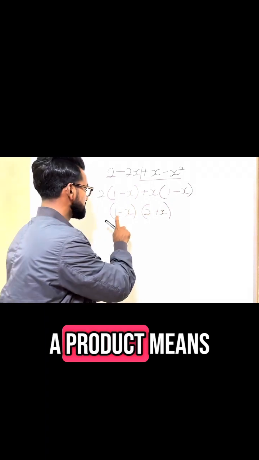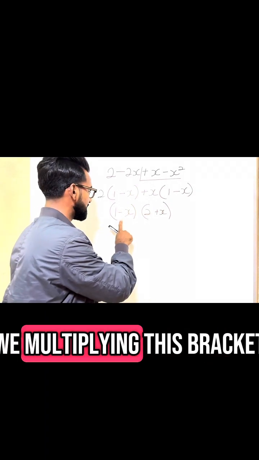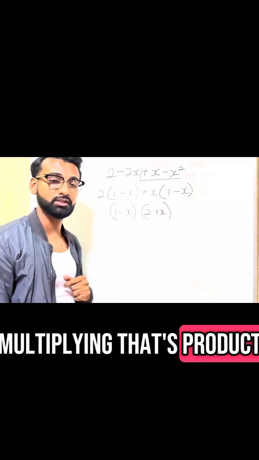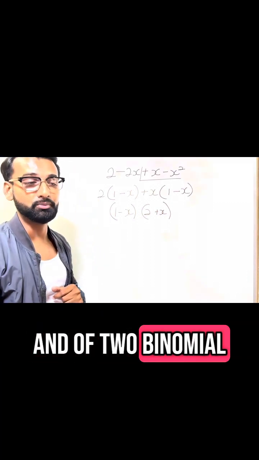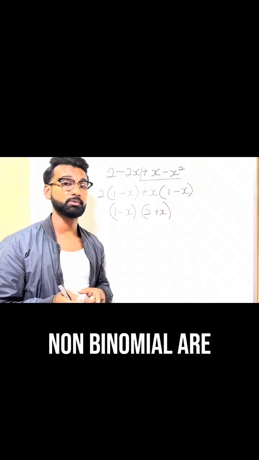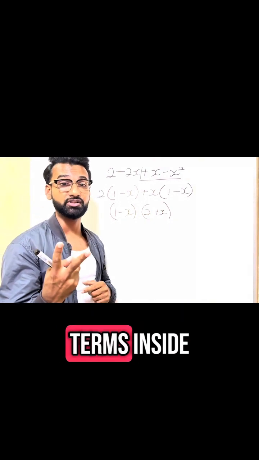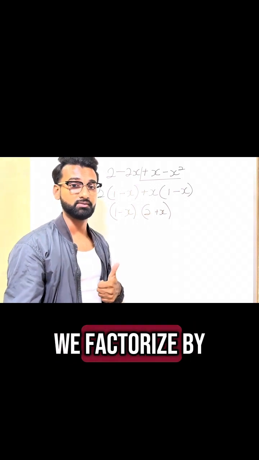Product means we're multiplying, so we're multiplying this bracket by this bracket. Brackets tell us that we are multiplying. That's a product of two binomials. Now, binomials are algebraic expressions with two terms. If you look at both brackets, they have two terms inside, and that's how we factorize by this method.